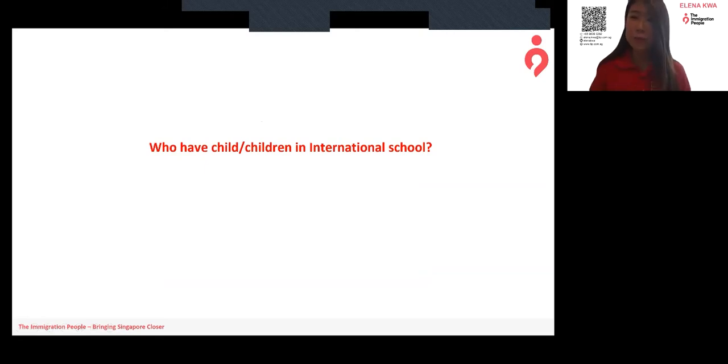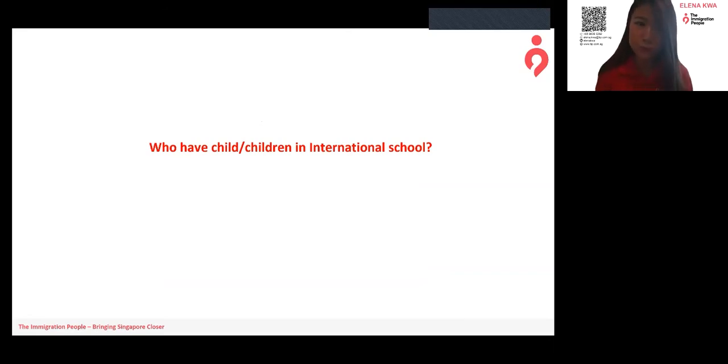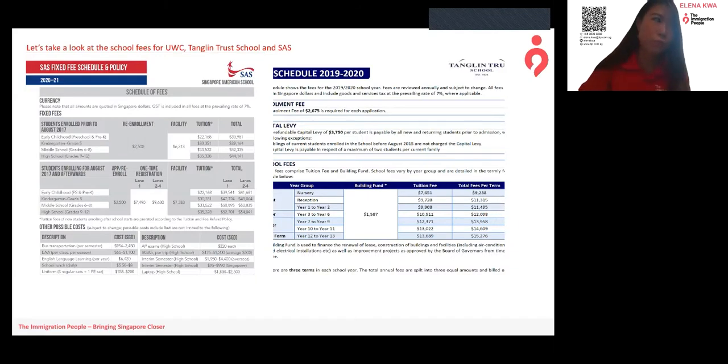Okay, and maybe have a show of hands. How many of you here have children and are sending your kids to an international school? Okay, so we have quite a good handful as well. Good. Maybe we can take a look at what the rates for international schools are right now.